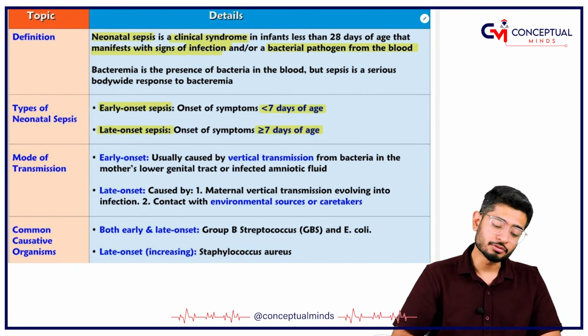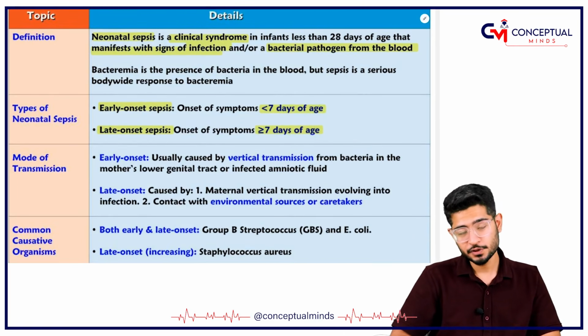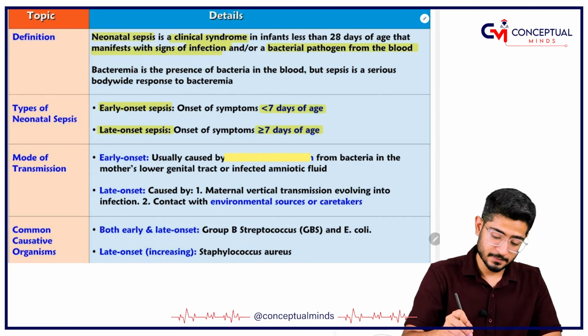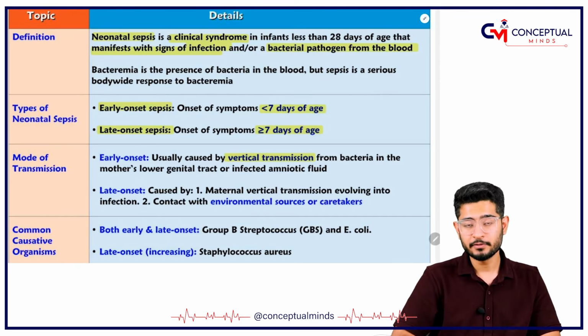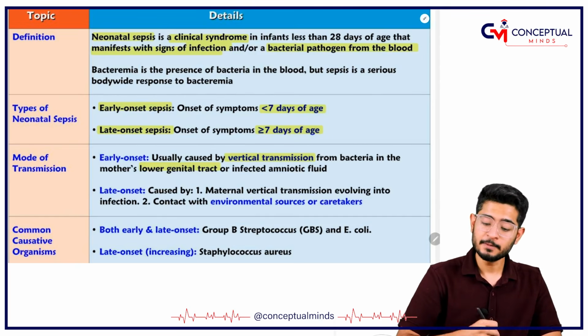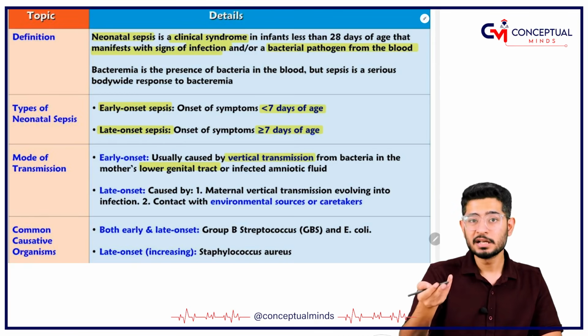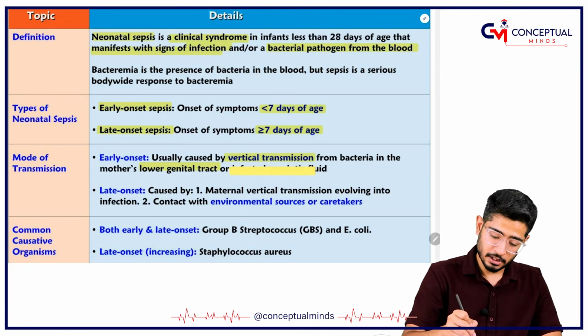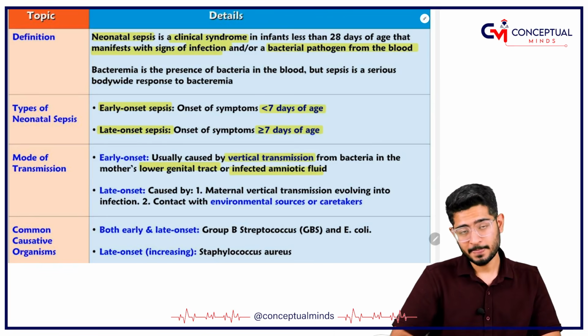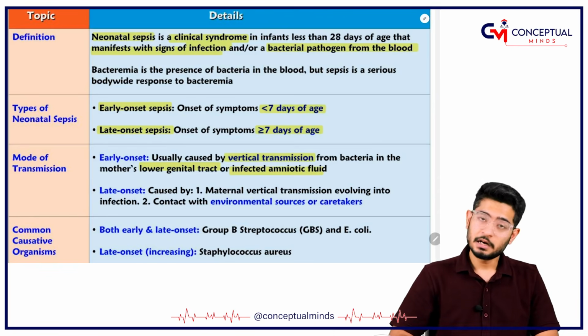Now coming on to the early onset. The mode of transmission of early onset sepsis is mostly vertical transmission. That means it comes from the lower genital tract of the female and infects the child, or in fact the infected amniotic fluid can also cause the infections, right? So this is the early onset.